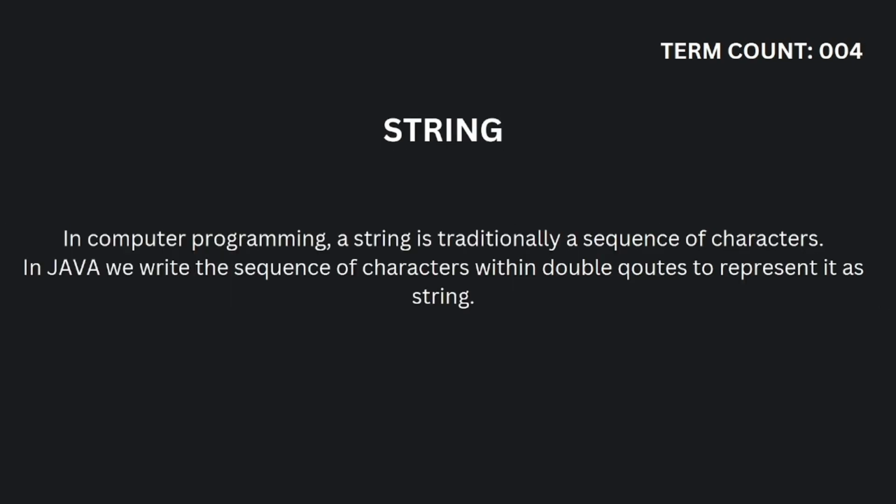Strings. In computer programming, a string is traditionally a sequence of characters. Characters here can be letters of the alphabet, numbers, operators, emojis, and so on. In Java, we write the sequence of characters within double quotes to represent it as a string. Let us look at some examples.